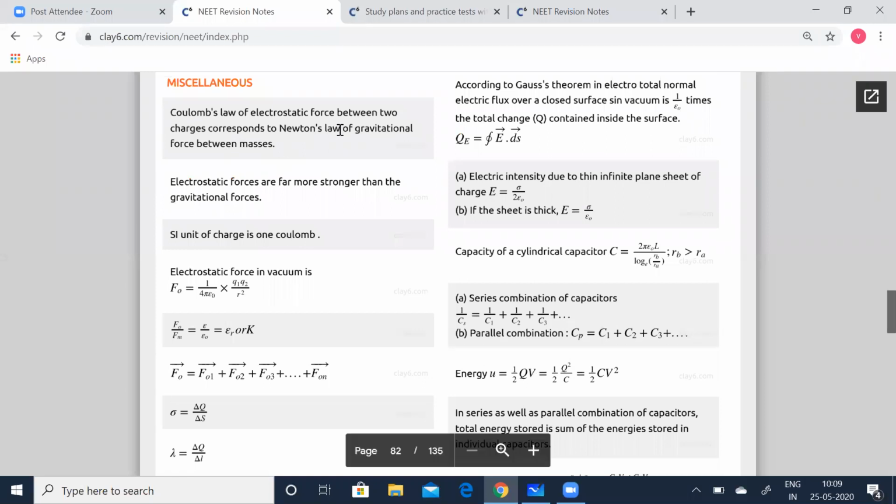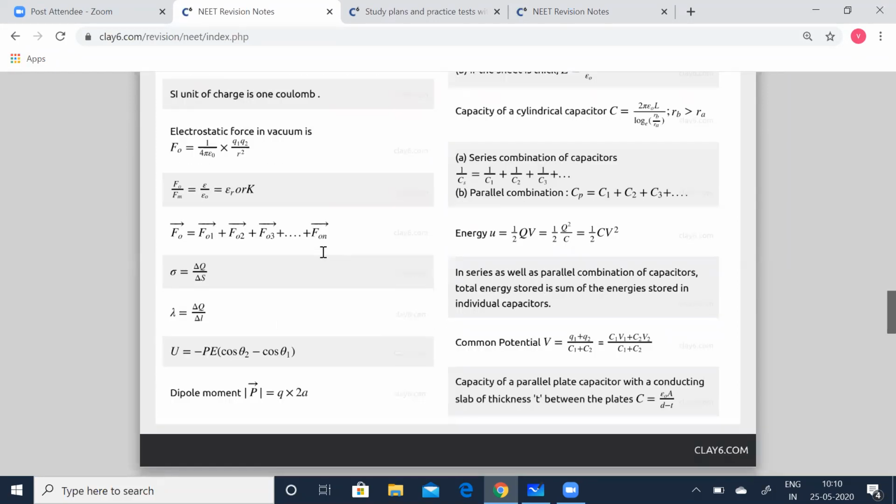Coulomb's law of electrostatic force between 2 charges corresponds to Newton's law of gravitational force between the masses. So electrostatic forces are far stronger than the gravitational force. Remember, we studied in the first lesson about the different forces, and gravitational force is the weakest force and nuclear force is the strongest force. And when you come to electrostatic force, it is going to be stronger than the gravitational force. SI unit for charge is 1 coulomb.